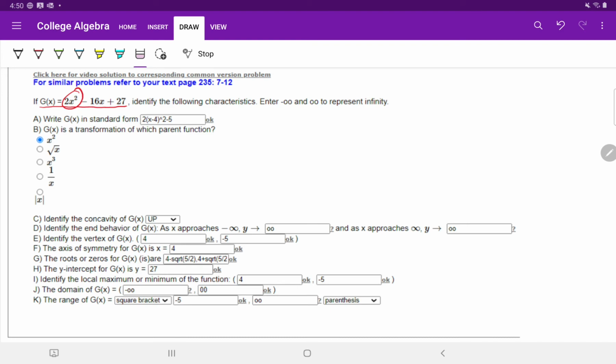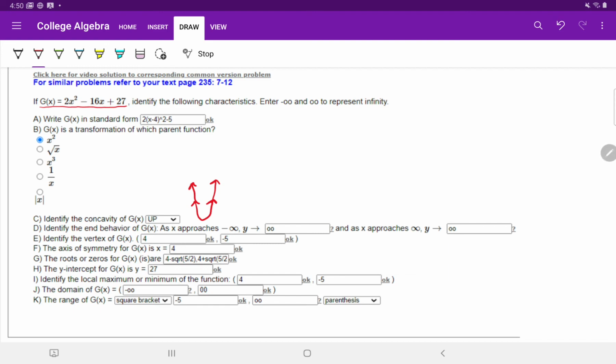The third thing they want to know, let's go ahead and do that one as well. The third thing they want to know is the concavity. And for the concavity, we're still going to look at the first term, that positive 2x squared. Since it's positive, we're concave up. So a concave up parabola is going to look like this. Notice that my endpoints, they go on forever, right? That's not the end. They keep going. So a concave up parabola is going to keep going up in both directions forever.